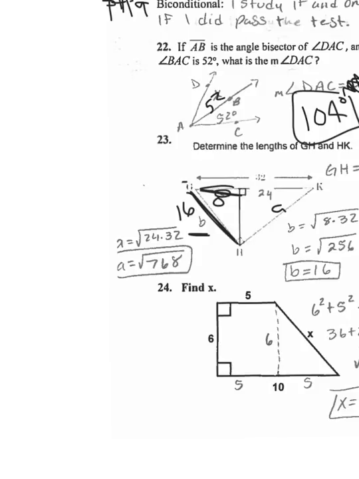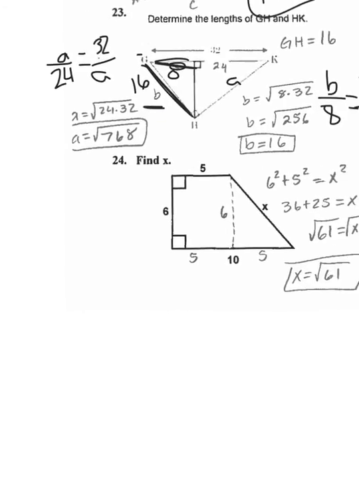So again, A is a geometric mean between 24 and the whole hypotenuse 32. So you cross multiply, 24 times 32 is 768. You square root that, it doesn't come to a whole number. So, there you go.